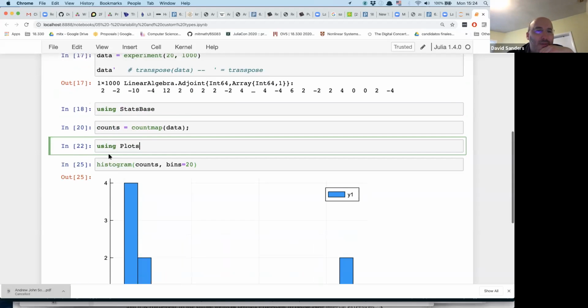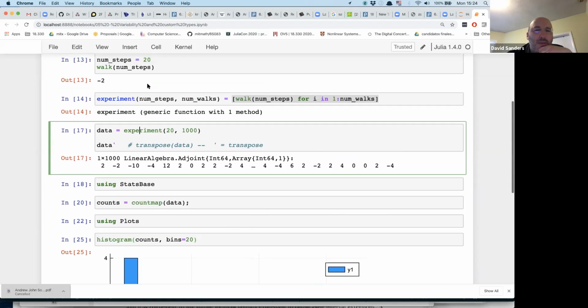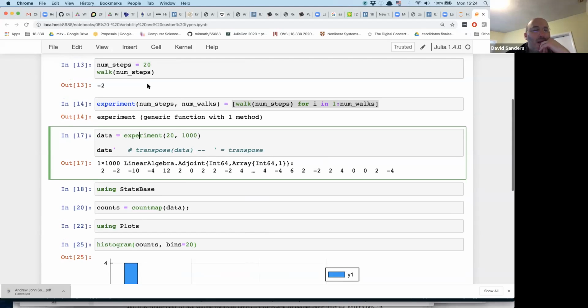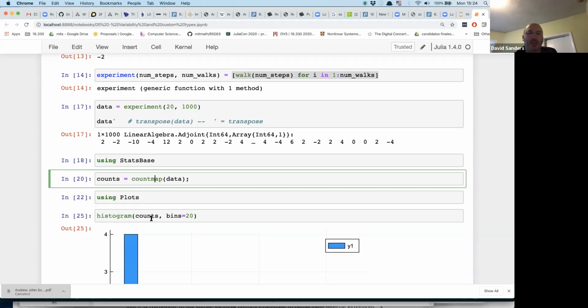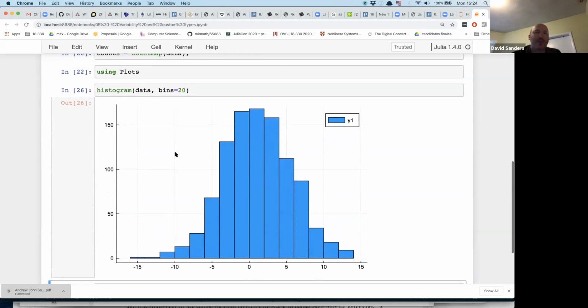What's going on? No, sorry, I don't want counts then. I want to histogram the data. Histogram the data. There we go. Yeah. So that's pretty equivalent to what you're doing.